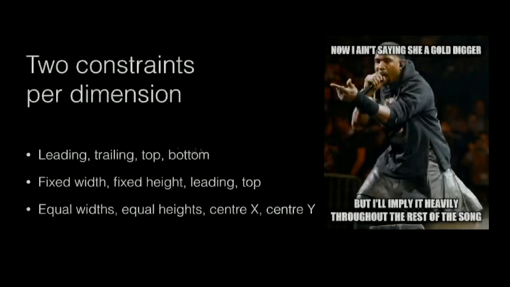So this is the golden rule of constraints. You always need two constraints, two independent constraints per direction. So you need two independent constraints in X and two in Y. Now, there are a number of ways we can achieve this.